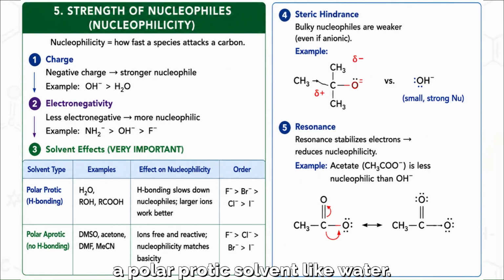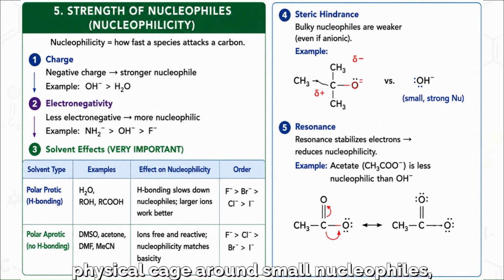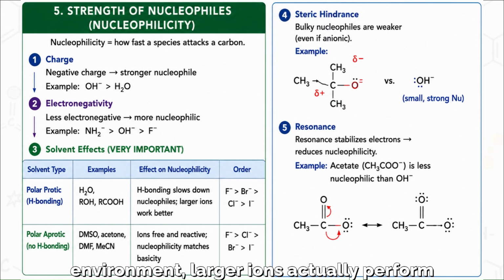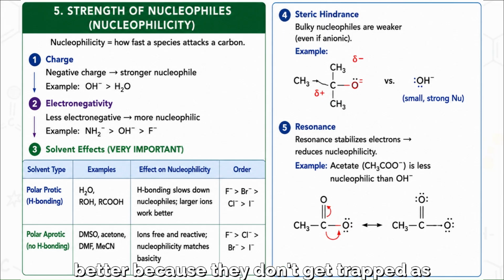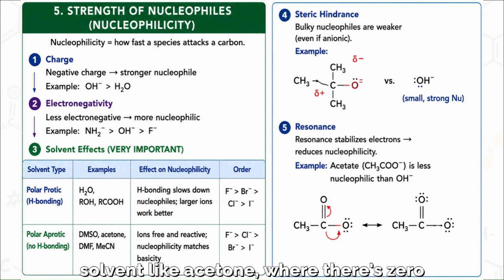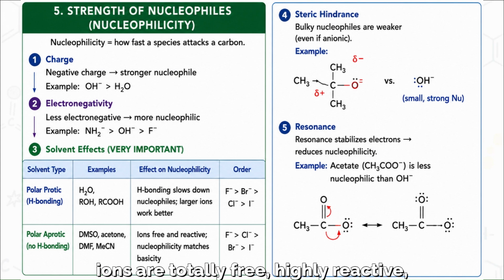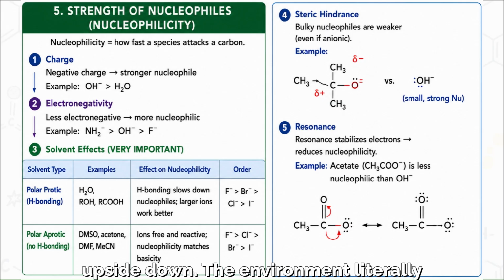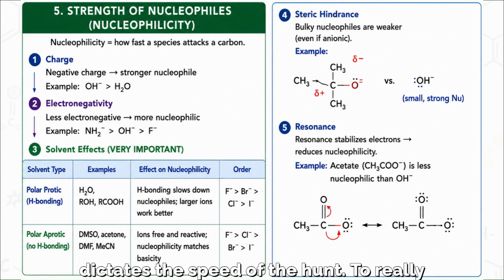If you're in a polar protic solvent like water, hydrogen bonding essentially builds a physical cage around small nucleophiles, bogging them down. In that kind of environment, larger ions actually perform better because they don't get trapped as easily. But swap that for a polar aprotic solvent like acetone, where there's 0 hydrogen bonding, suddenly those small ions are totally free, highly reactive, and the whole order of strength flips upside down. The environment literally dictates the speed of the hunt.